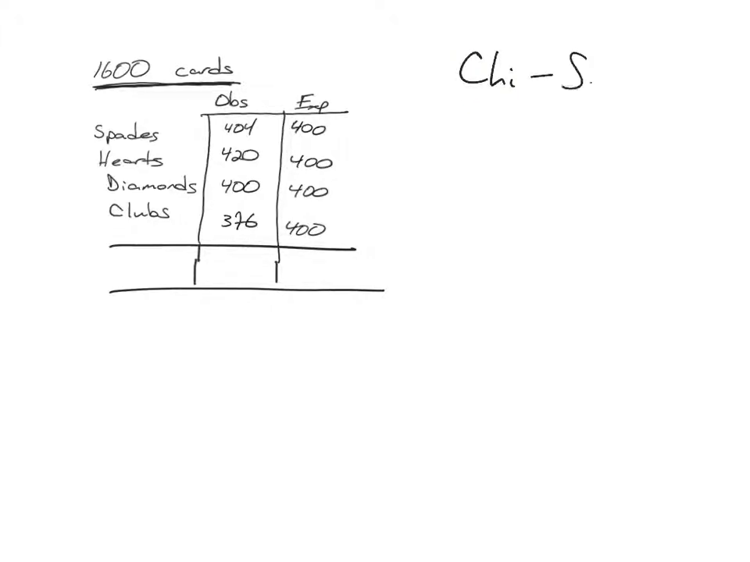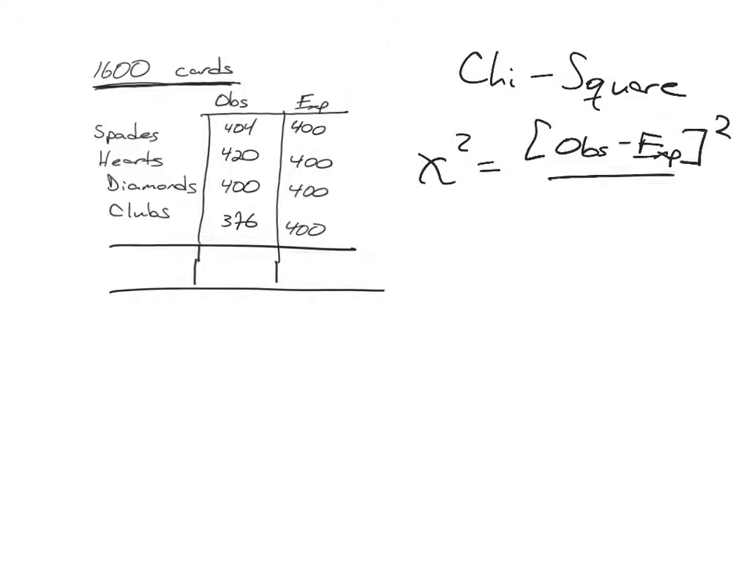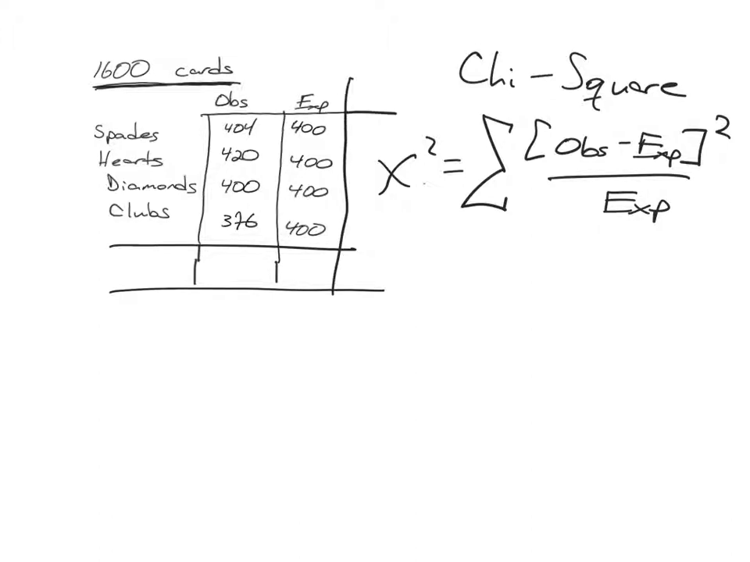Chi-square. I'm going to remind you what chi-square is. Chi-square is equal to the observed minus the expected, squared, divided by the expected. But that's not all. It's the sum of that expression. So you're going to calculate the chi-square for each one, and then after you've calculated those numbers, you're going to add them. This means the sum of.